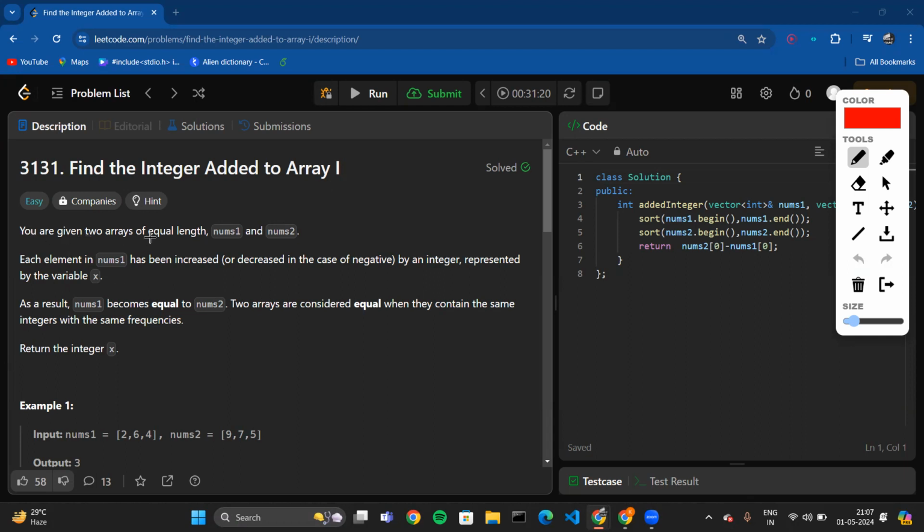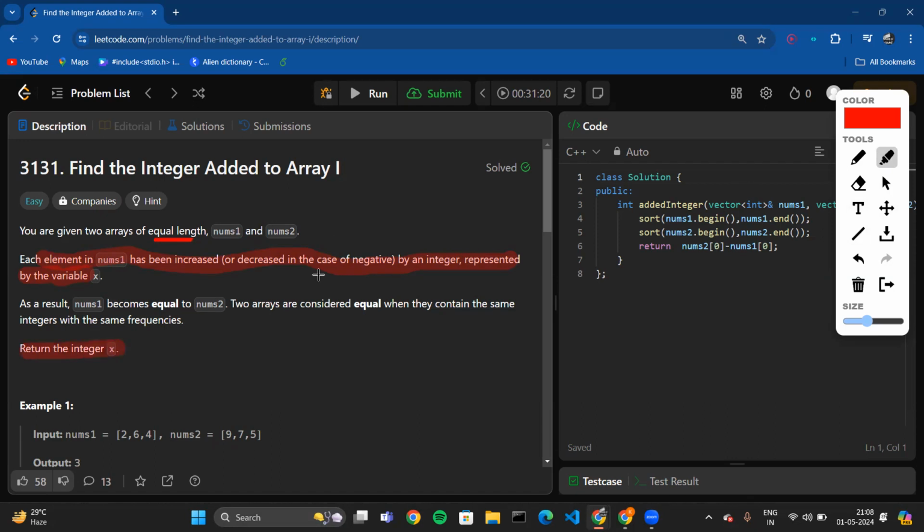So in this question, we are given two arrays of equal length, nums1 and nums2. Each element in nums1 has been increased or decreased by an integer represented by a variable x. So we are either increasing or decreasing every value by x. As a result, nums1 will become equal to nums2, and we need to find that integer x.